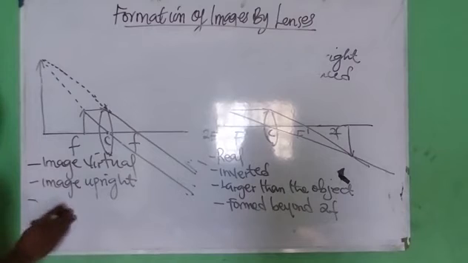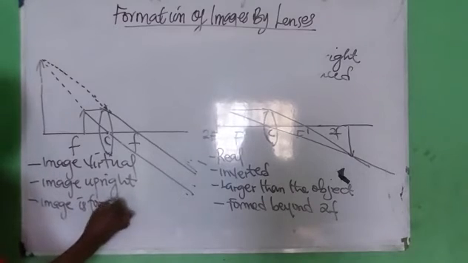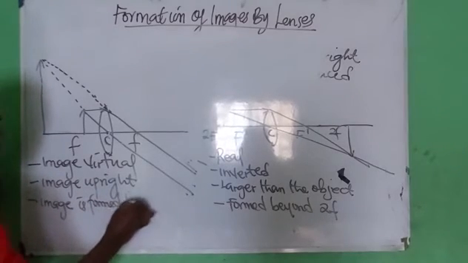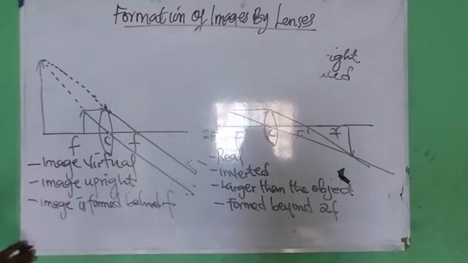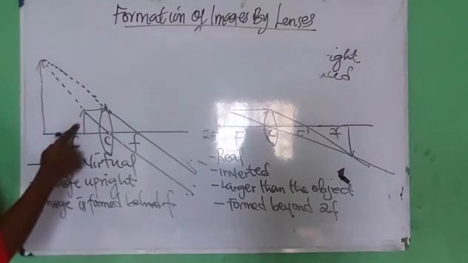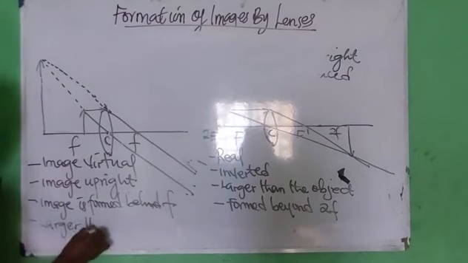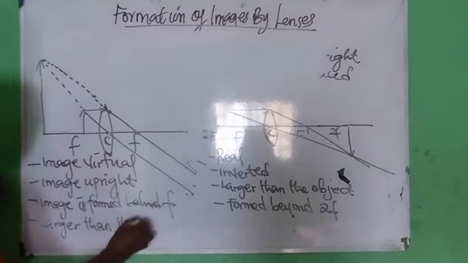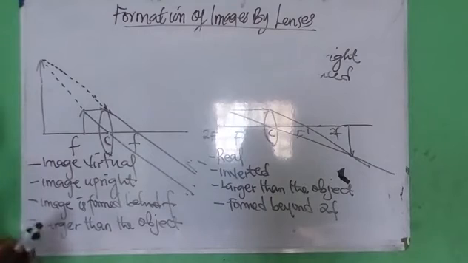Then two, where is the image formed? The image is formed behind f. All right, the image is formed behind f, and what do you observe again? The image formed is larger than the object. Very true. The image formed is larger than the object. So please take note of this.